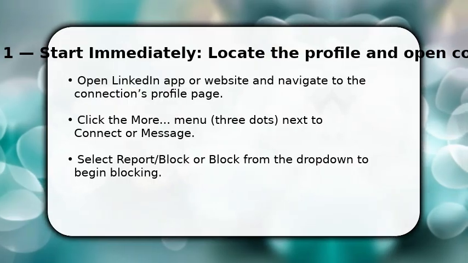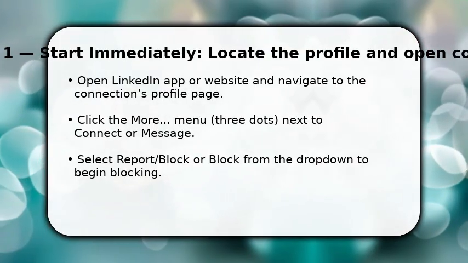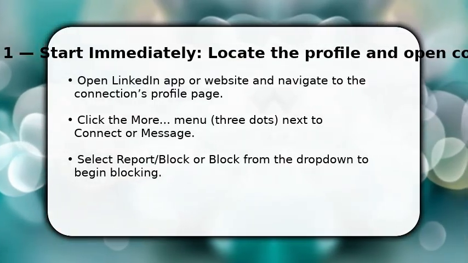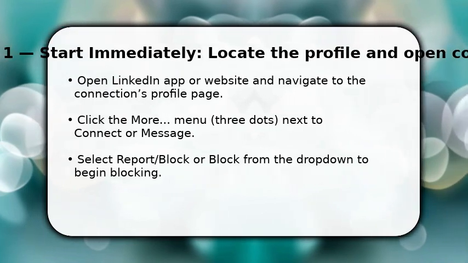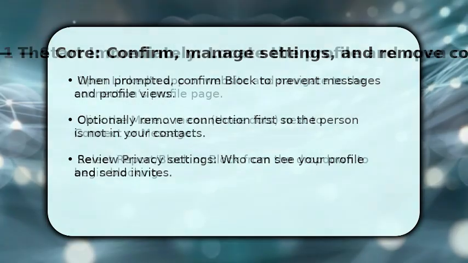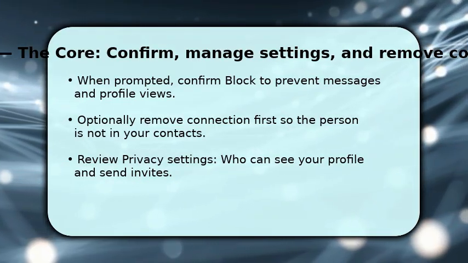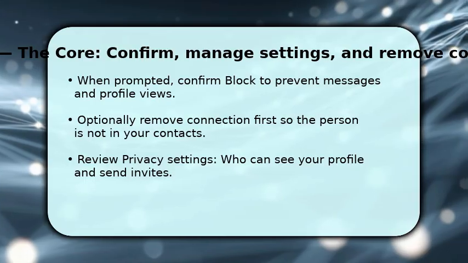If you're on mobile, use the same menu. On desktop, the option sits near the top right. Why? Blocking removes their ability to view your full profile and send communications. Once done, confirm the block and then remove the connection if they were connected. This ensures they are not in your network list.